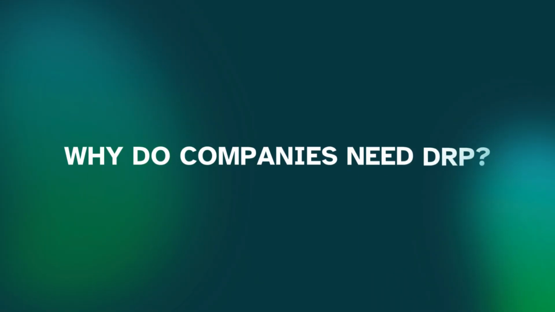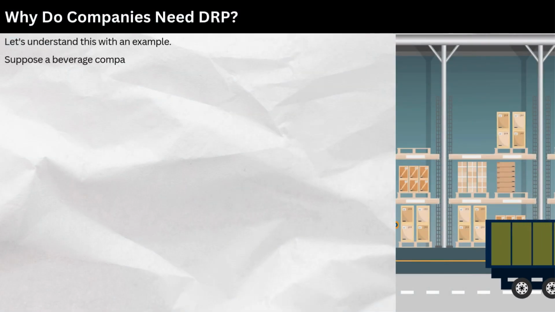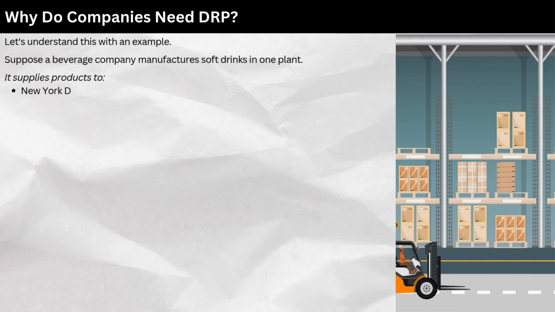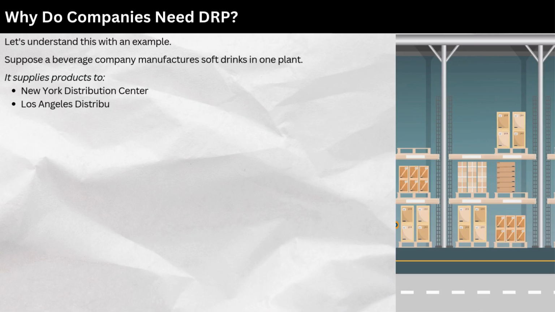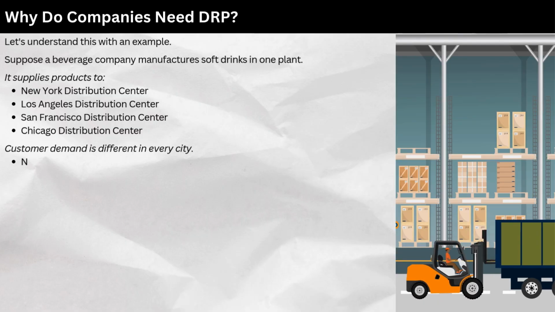Why do companies need DRP? Let's understand this with an example. Suppose a beverage company manufactures soft drinks in one plant. It supplies products to New York Distribution Center, Los Angeles Distribution Center, San Francisco Distribution Center, Chicago Distribution Center. Customer demand is different in every city.